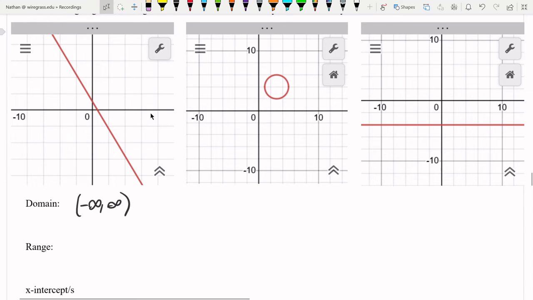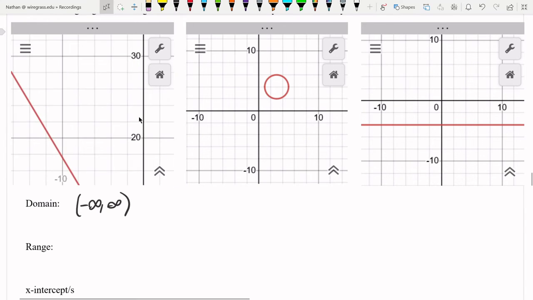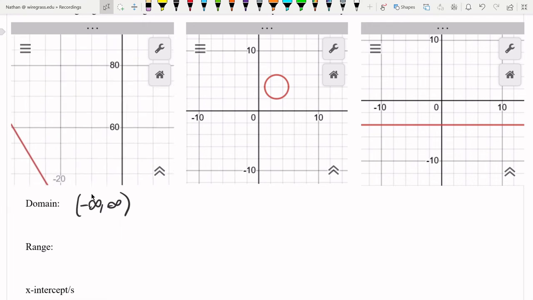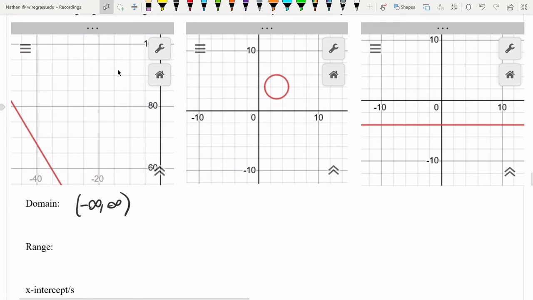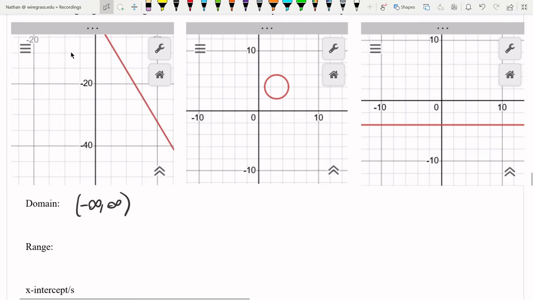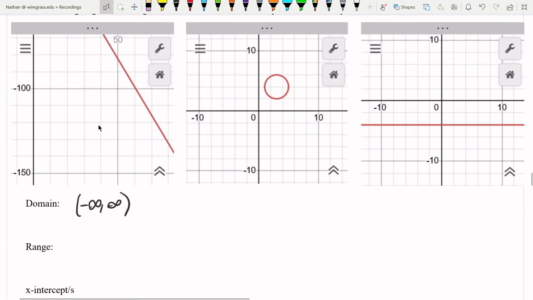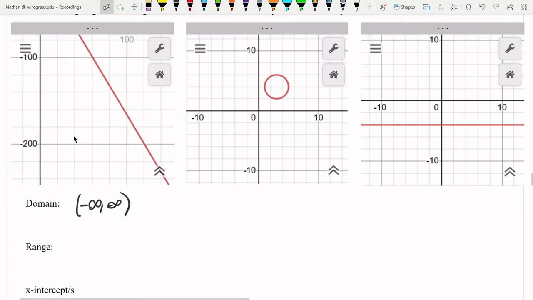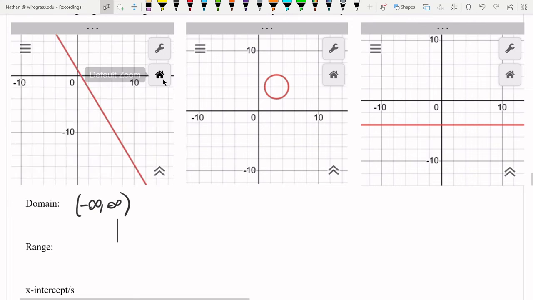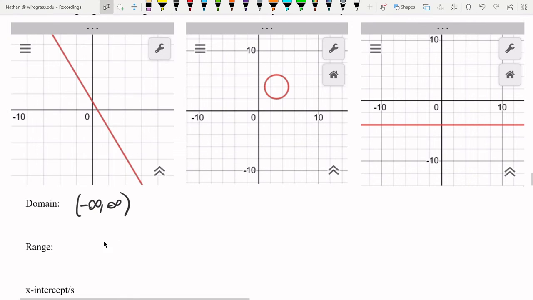The range, likewise, I can keep going upward, right? It just keeps going up and up and up and up. So all this stuff is included in the range. The same thing is true downward. I can just keep going down. All of this stuff is going to be included in the range. So the range is also negative infinity to infinity.